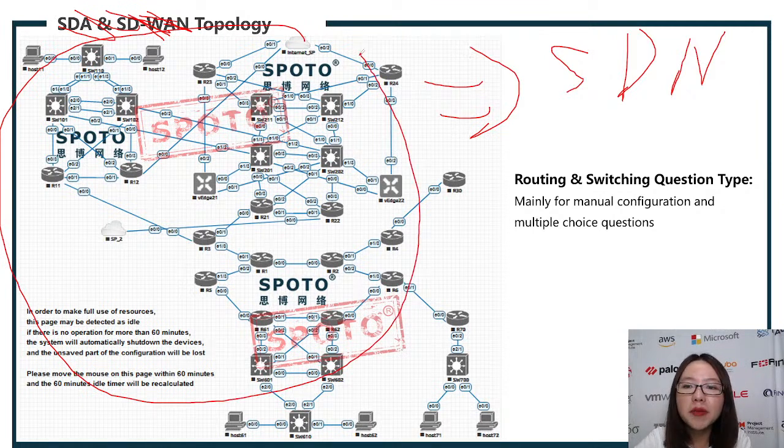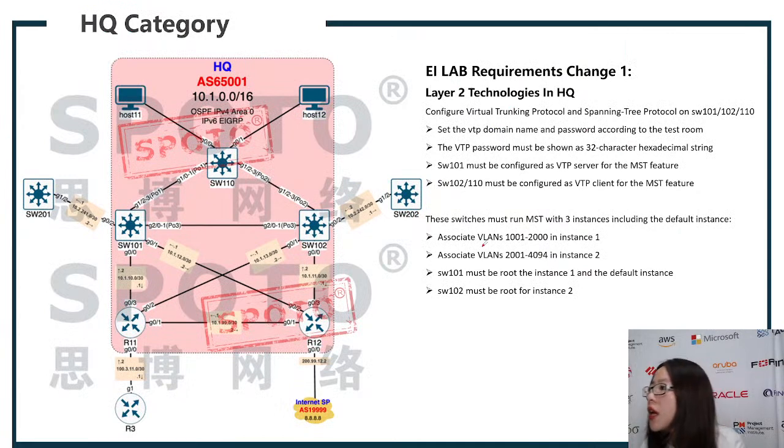Routing and switching mainly tests candidates through the artificial configuration and the multiple choice questions. Okay, so first, let's analyze the routing and switching change point.